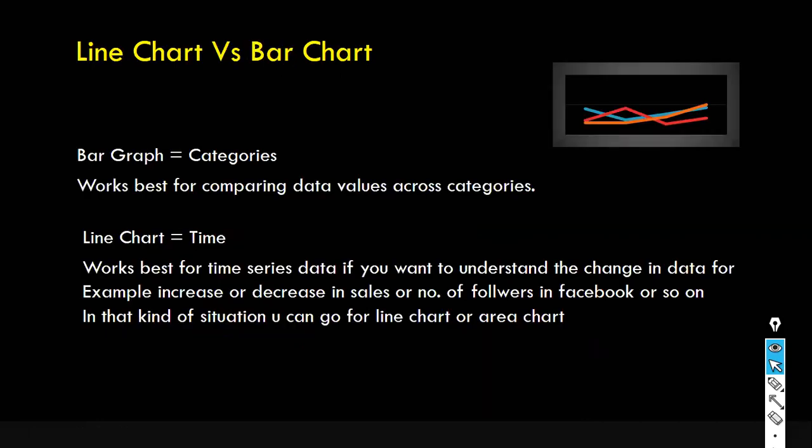Now the question is, what is the difference between these two? It is not coming out clearly, right? Line chart works best for time. Bar graph works for categories. If you want to compare the categories side by side, then you can go for bar graph. And if you want to find out the trend, especially a time-based trend, in that kind of situation, you can go for line chart. So if it is time, line chart; categories, bar graph. You just remember this.